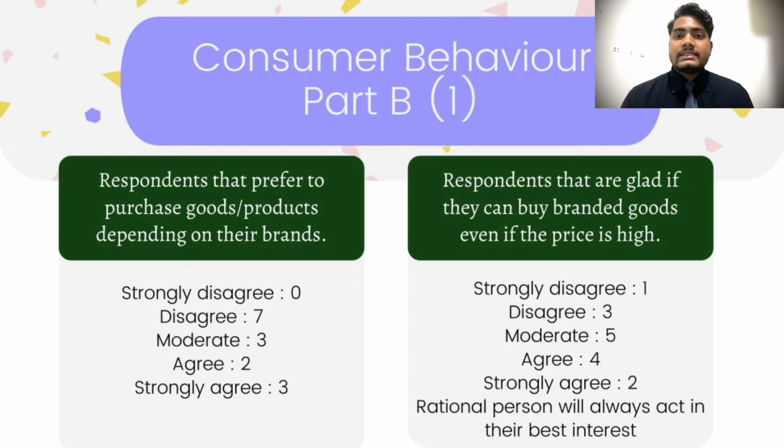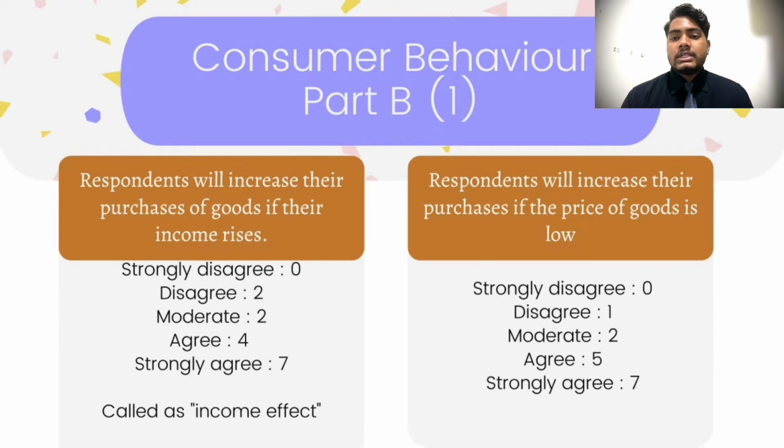Moving on to the next statement, that is respondents' purchases if their income rises. For this statement, we can see clearly that 7 respondents strongly agree, continued by 4 that agreed, 2 respondents each that chose moderate and disagree, while no one strongly disagreed. This situation can also be called the income effect. The income effect relates to how a consumer spends money based on an increase or decrease in their income.